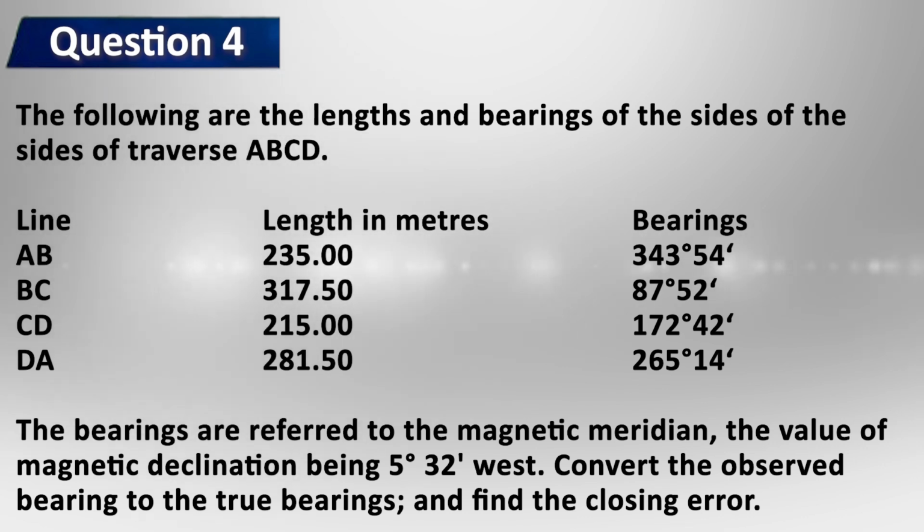The bearings are referred to the magnetic meridian. The value of magnetic declination that is given is 5 degree 32 minutes towards west. Now we have to convert the observed bearings to the true bearing and find the closing error.